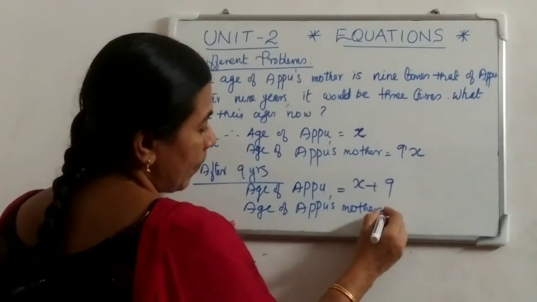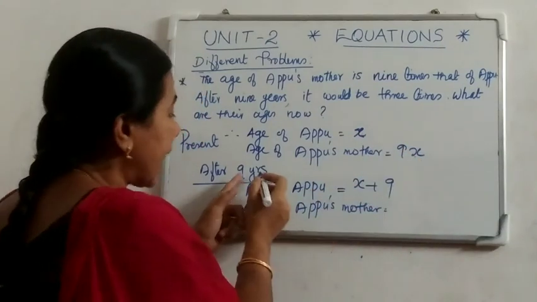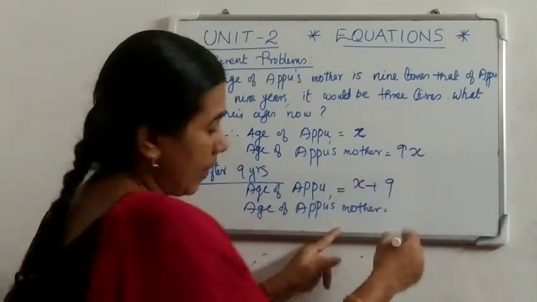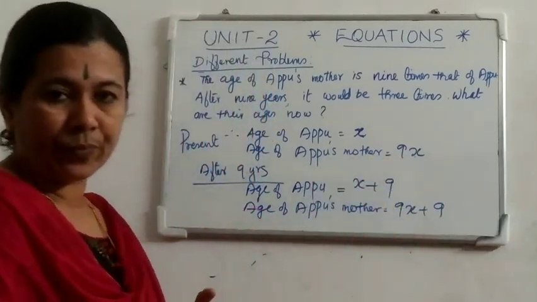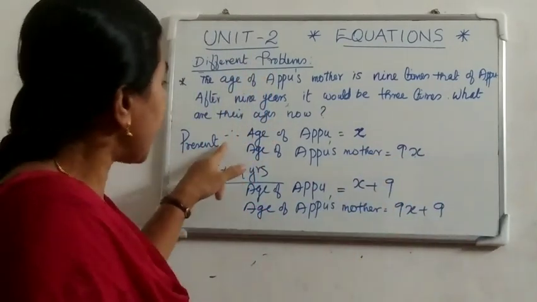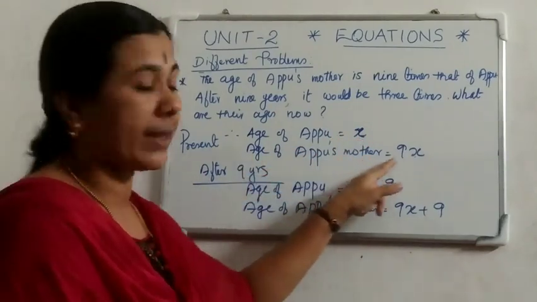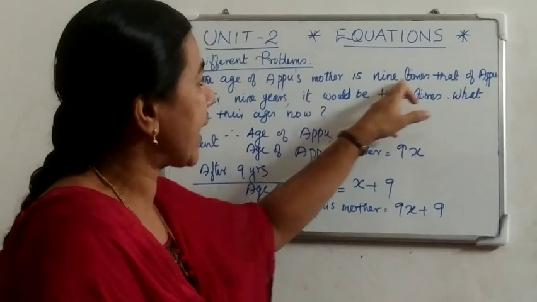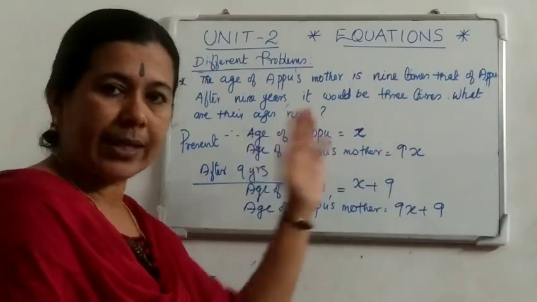What will it be? Present age of Apu's mother is 9x. After 9 years means plus 9. Therefore, 9x plus 9. Got it? Present age of Apu is taken as x. Then present age of Apu's mother is taken as 9x because it is given that she is 9 times the age of Apu. Therefore, 9x. That's okay.